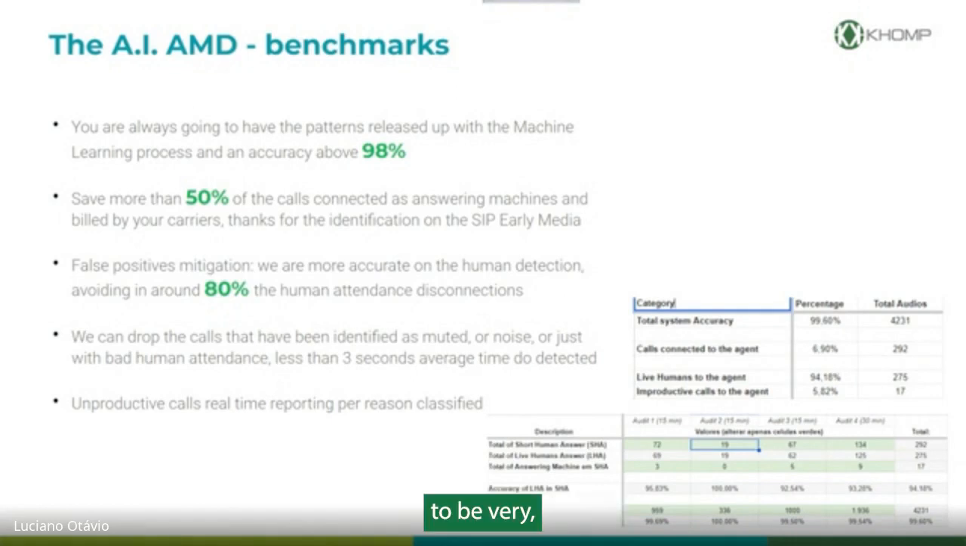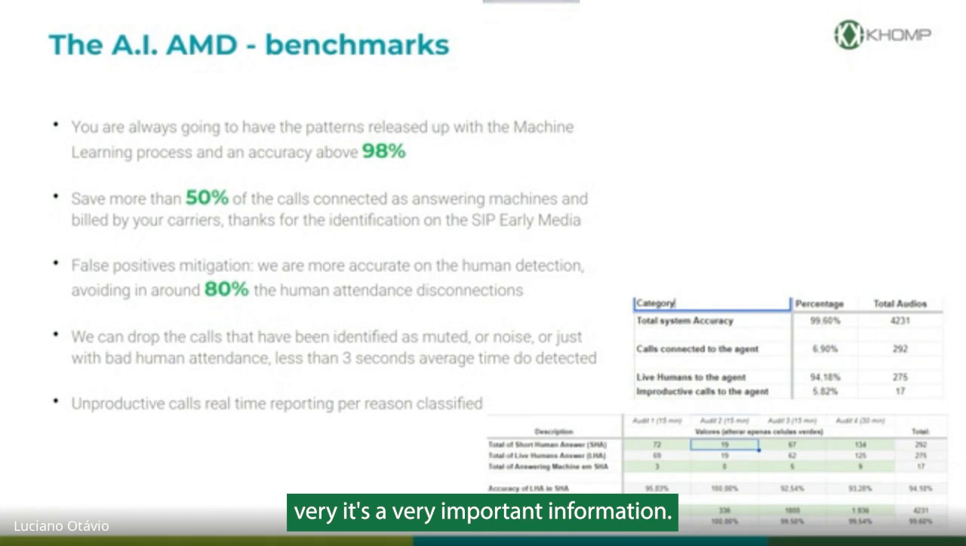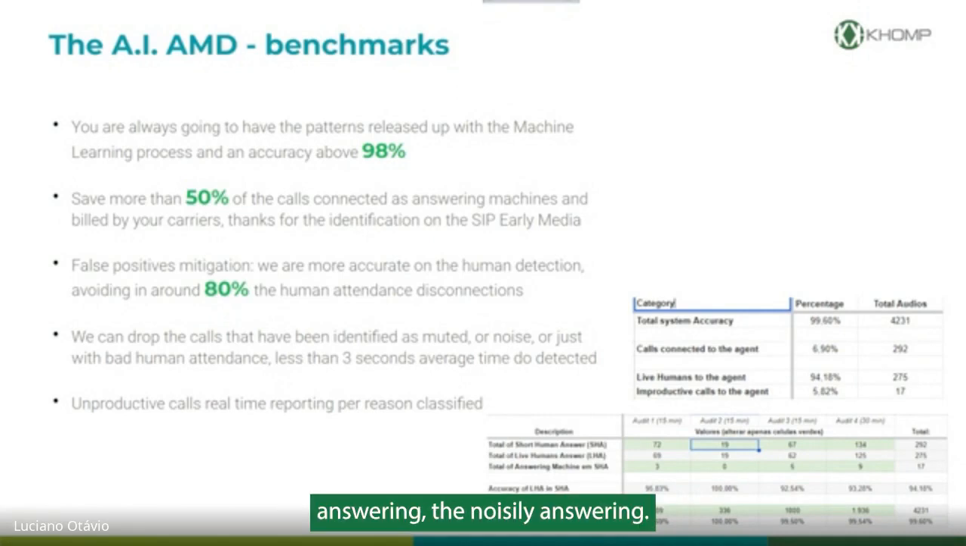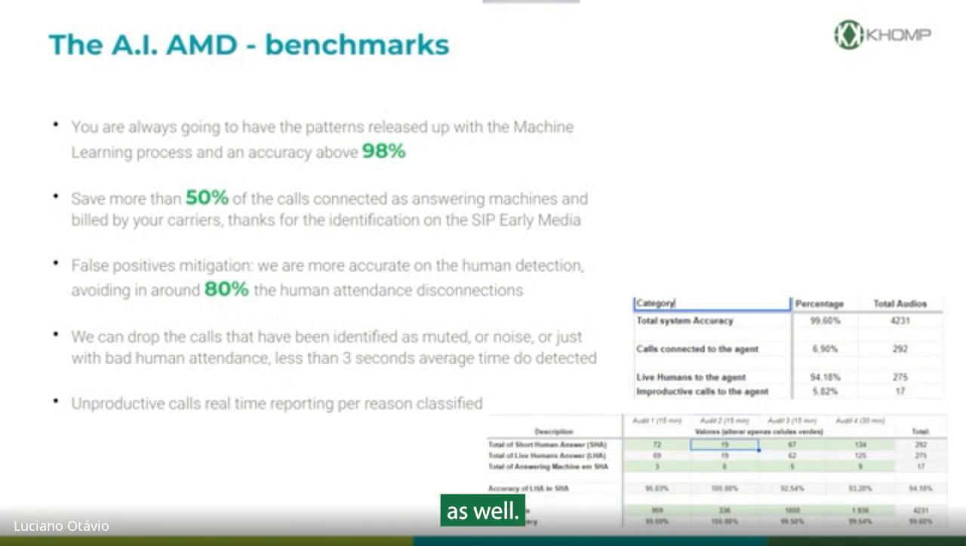It's a very important information. We don't have just an answering machine detection, because the answering machines are just voicemails, carrier's messages, invalid number messages. No, furthermore, we can detect the silence, the muted calls answering, the noisy answering, and this is a very important thing to be considered, because all of these other types of calls, beyond the answering machines, are unproductive calls. So we avoid the unproductive calls as well.